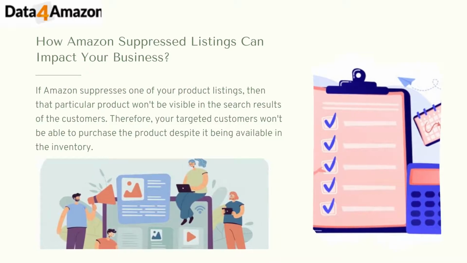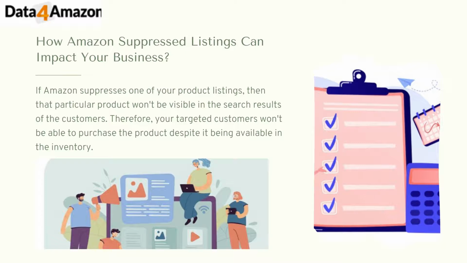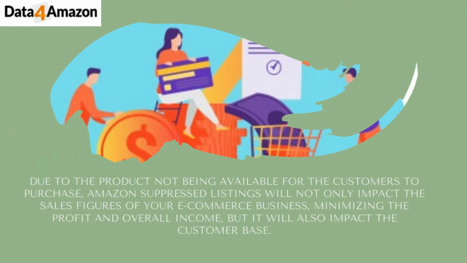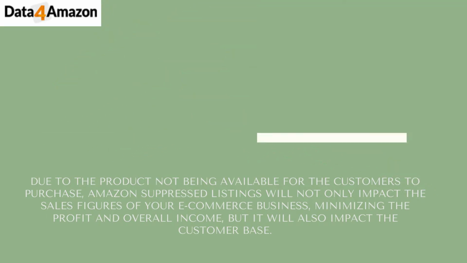How Amazon suppressed listings can impact your business. If Amazon suppresses one of your product listings, then that particular product won't be visible in the search results of the customers. Therefore, your targeted customers won't be able to purchase the product despite it being available in the inventory. Amazon suppressed listings will not only impact the sales figures of your e-commerce business, minimizing the profit and overall income, but it will also impact the customer base.